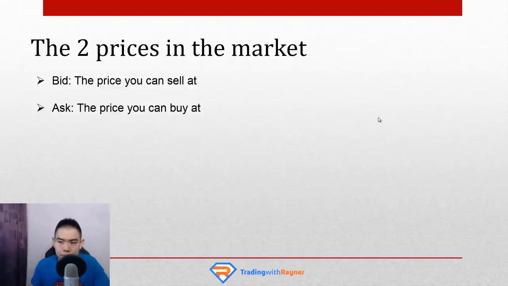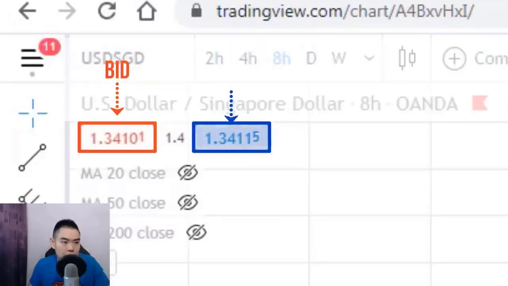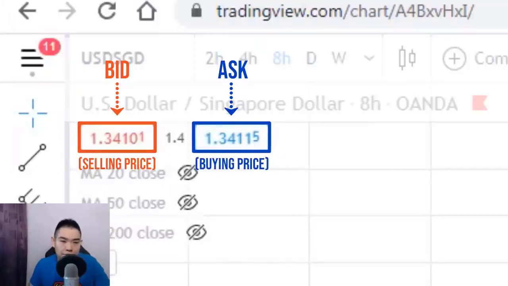So let me explain what this means. If you look at a chart, I'm going to bring up my charts over here. This is the USD against the Singapore dollar. This over here is the bid, and this is the ask. As of right now, if I want to sell the US dollar against the Singapore dollar, I can sell it at 1.34101. And if I want to buy US dollar against the Singapore dollar right now, I will look at this blue box and I can buy it at 1.34115. Make sense?